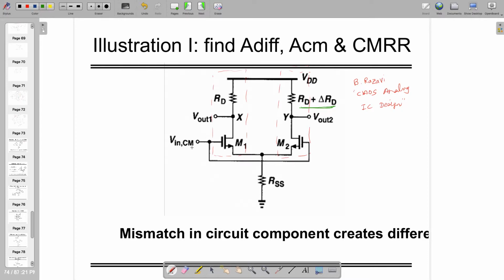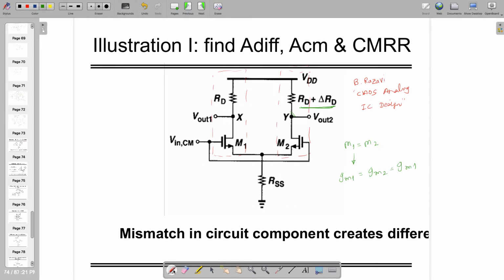RD is not exactly equal. One side it's RD and one side some delta change is there. However, M1 and M2 are exactly equal. What I mean by exactly equal is gm1 equal to gm2, let's call it gm1. Whereas the left side RD and the right side RD are not exactly identical and there is some mismatch. In that case, you can say that Vout1 and Vout2 are not equal. If they are not equal, they are not going to be short circuited, but you have to take care of them separately.